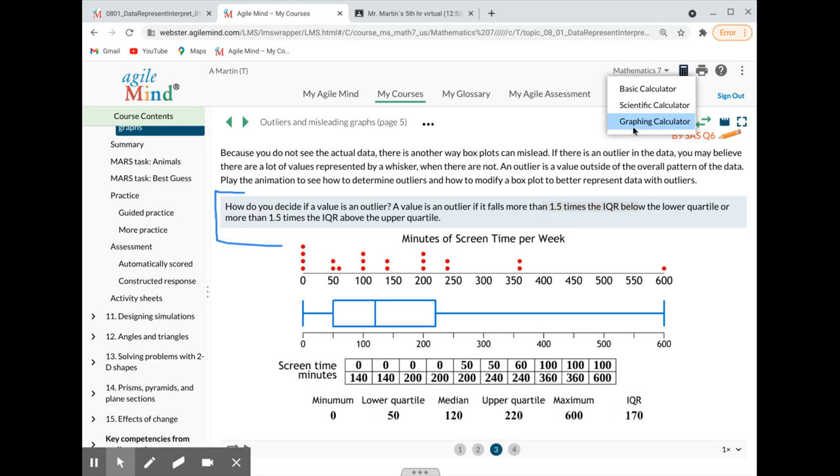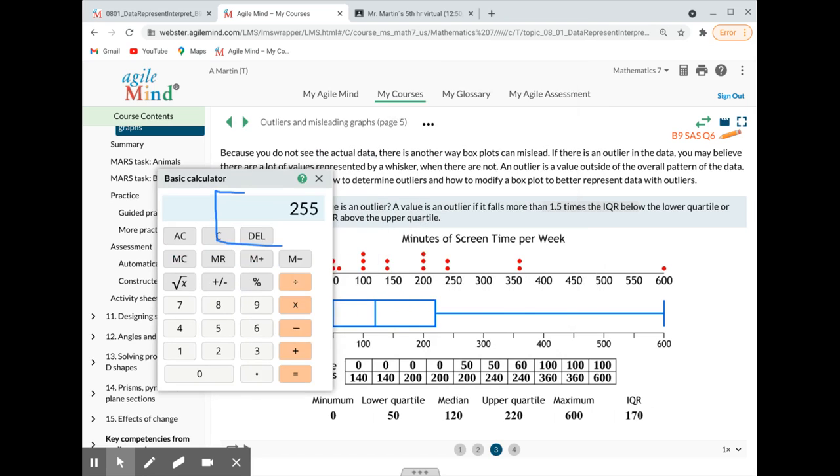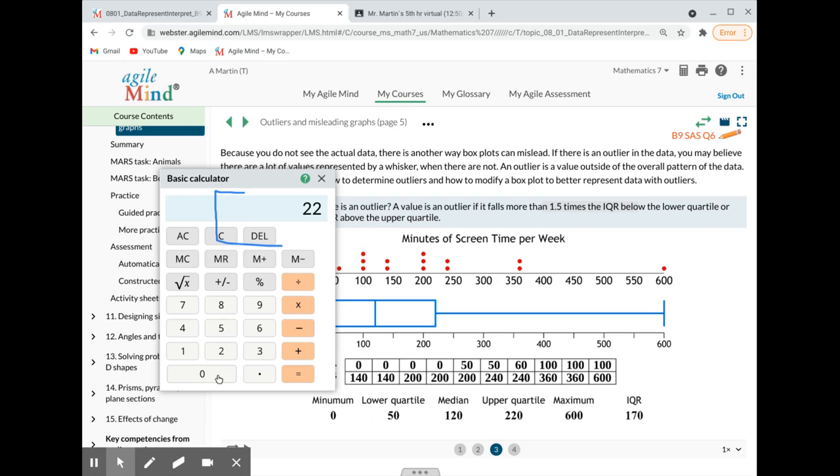So let's see what happens. When you multiply 170 times 1.5, I think you get 225. Close. 255. And then you would add 220. Correct. So would 600 be considered an outlier? No. Is it more than 475? Oh, yes, then it would be. So it's considered an outlier. If it was less than 475 or it was 475, then it would be fine. But since it's more than, it is considered an outlier.